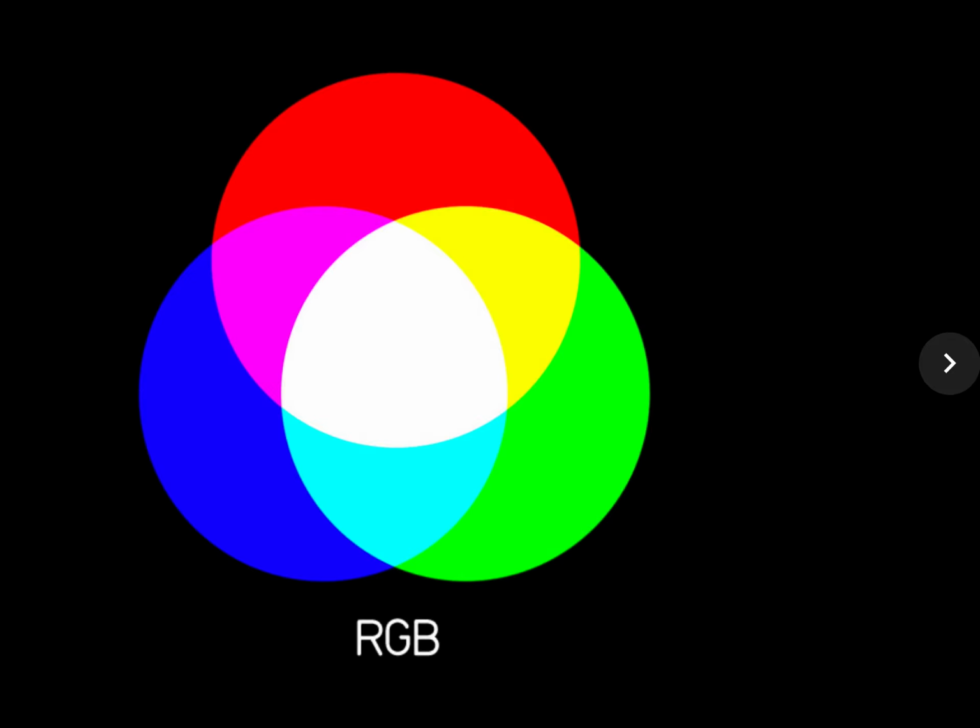Another system for looking at color is called RGB. RGB is red, green, and blue. And this is a system of adding together colors as light as opposed to colors as ink. So when you add red light with green light, you get yellow. When you add green light with blue light, you get cyan. And when you add blue light with red light, you get magenta. And if you add them all together, you get white. So this is called RGB.